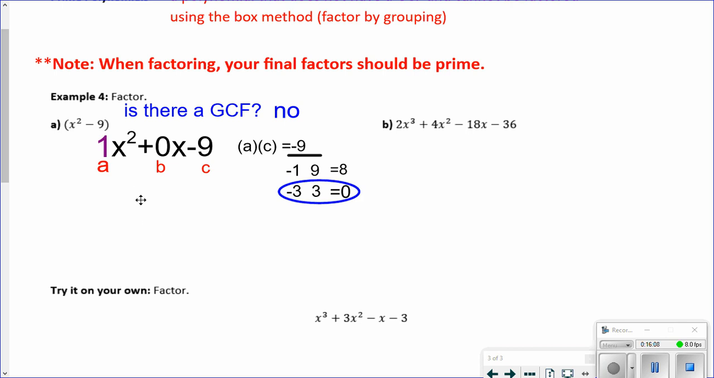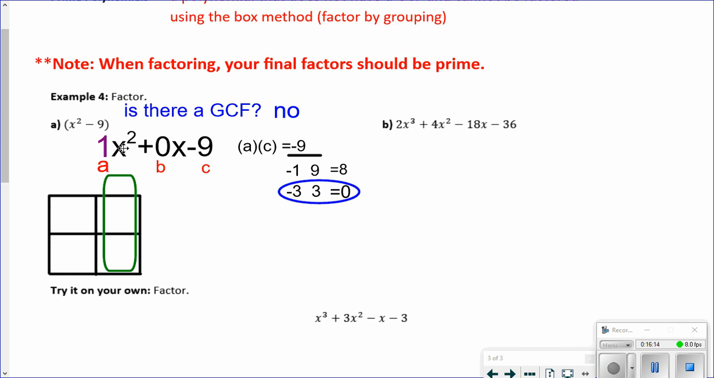So now I can fill in my box. Oop, shouldn't have shown you that yet. Oh well, you'll figure it out. So my first term goes in the top one, the x squared. The last term, the -9, goes in the bottom one. And now I've got two new terms, -3x and +3x.